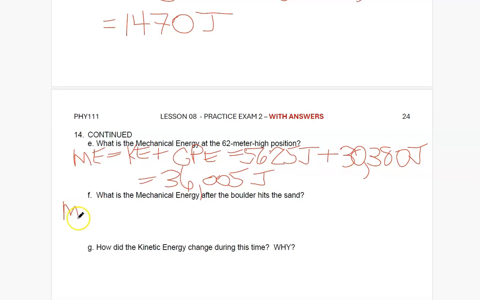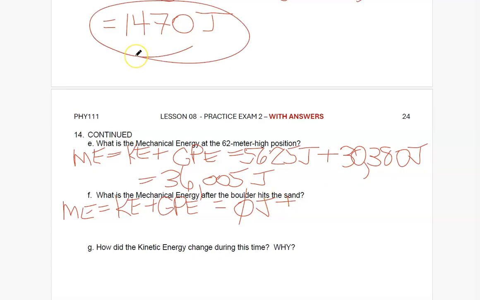So we have the same formula for mechanical energy. It's equal to the kinetic energy at that moment plus the gravitational potential energy at that moment. Well, if it's stopped, we already know it has 0 joules of kinetic energy, and we've calculated the gravitational potential energy at 3 meters high for this object of 1,470 joules. Well, when you add up 0 joules and 1,470 joules, we get a new mechanical energy of 1,470 joules.